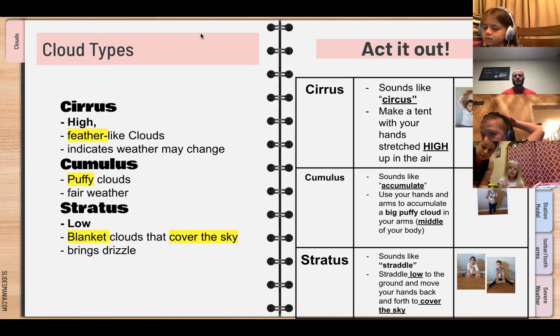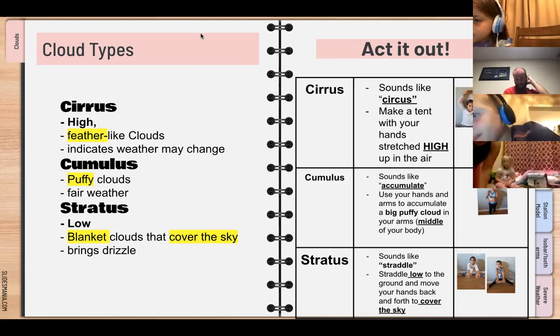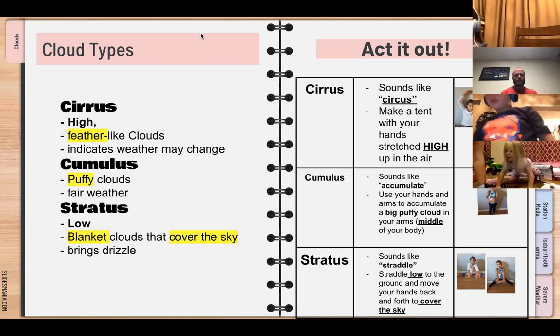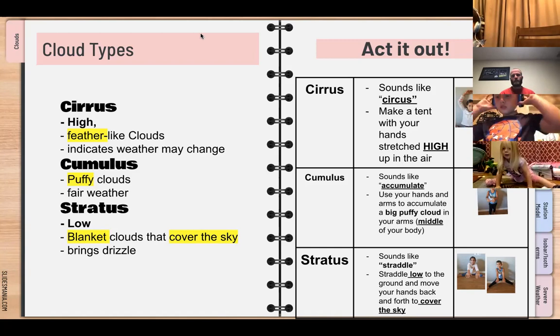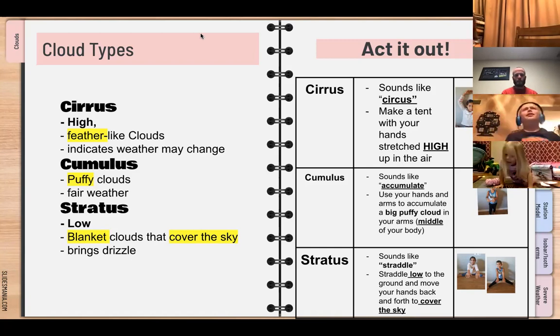All right. And finally, the last type of cloud we looked at was a stratus cloud. Stratus sounds a lot like the word straddle. So to help us remember a stratus cloud, we're going to straddle low to the ground. To do this, go ahead, right where you are at your seat, and stand up. Now, when you're standing, I want you to straddle or get as low as you can to the ground. Almost do a split if you can.